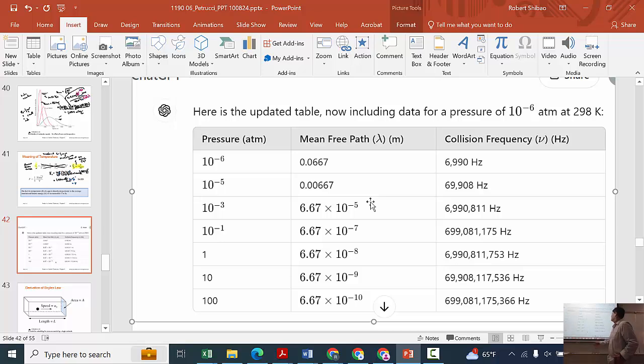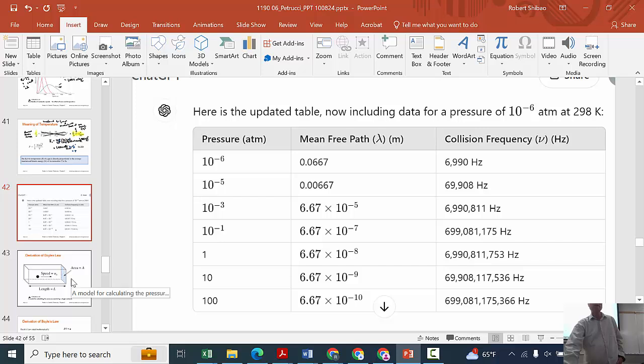Okay, the other thing we're interested in is how frequent the collisions are. We call that the collision frequency. The collision frequency here is in hertz. Hertz would be collisions per second. And so at a microatmosphere, there are about 7,000 collisions per second. At 1 atmosphere, that's about 7 billion collisions per second. So the simulation that I showed was in slow motion, because at 1 atmosphere we're expecting about 7 billion collisions in a second. It was slowed down so much.